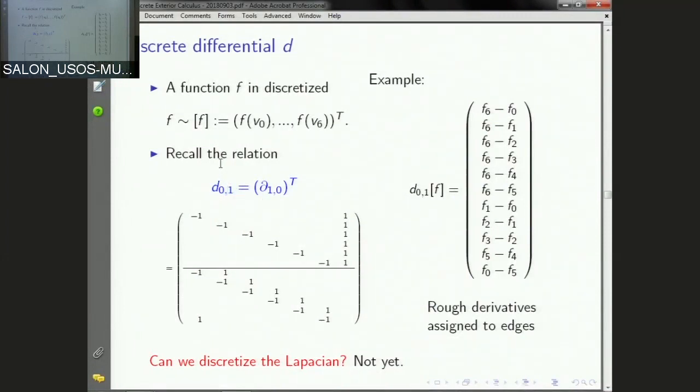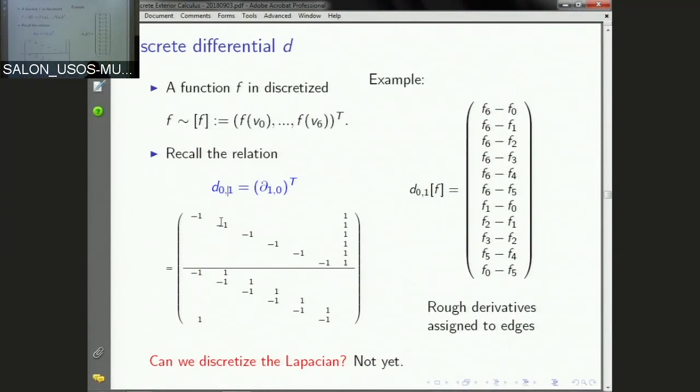The discretization of a function on a mesh is given by a set of values. The value, either known or unknown, of the function on each vertex, f of v0, f of v1, up to f of v6 in the example we have, which I will denote for short f0, f1, f2, and so on. So we have a column vector. Now, we already have a matrix for the boundary operator. We take the transpose, and that will be our differential. Okay?